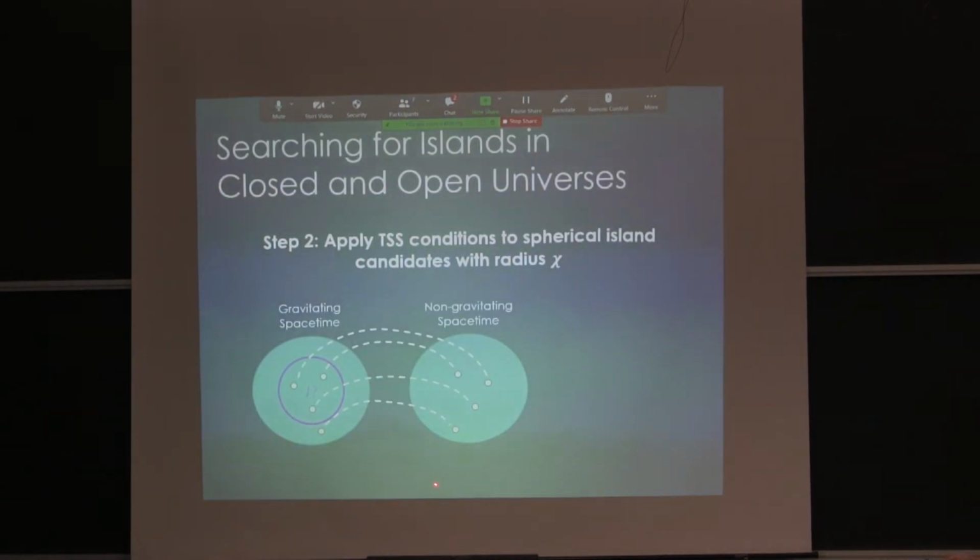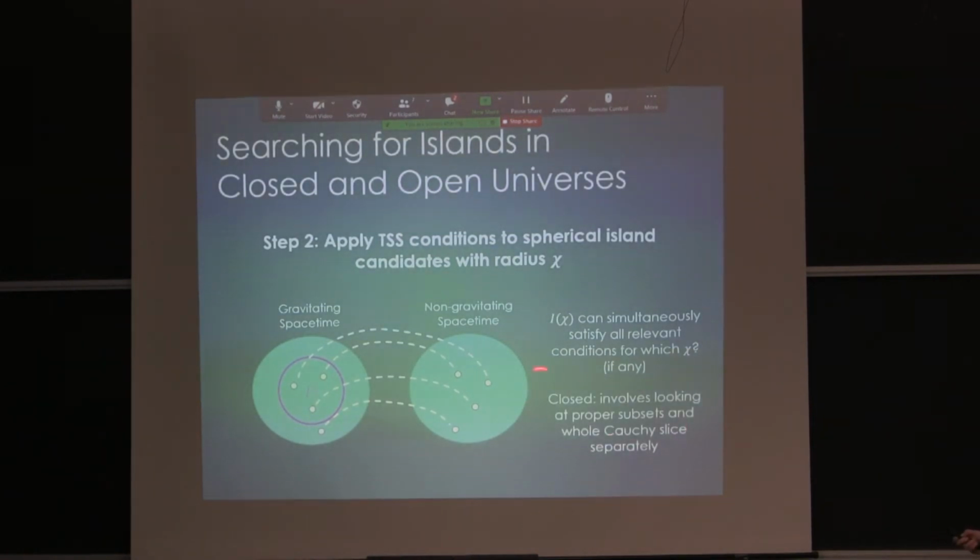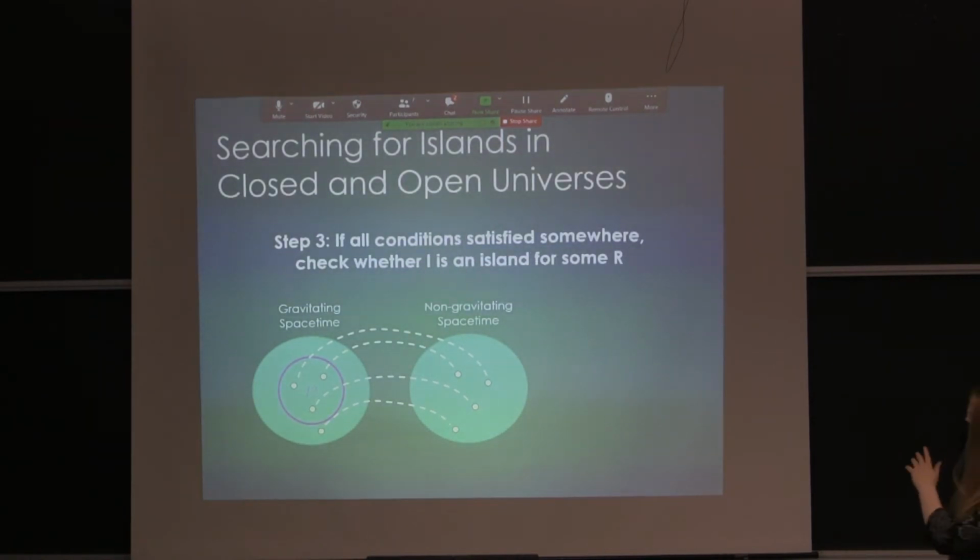So just put this picture up again. A spherically symmetric island candidate with radius chi, and then ask where all the conditions can be satisfied, if anywhere. And for the closed case, just a heads up, it will involve looking at proper subsets of the universe and the entire Cauchy slice as different cases. So we have that extra fourth condition. Then, once we've checked all the conditions, if we find some region where I does satisfy all of the conditions simultaneously, then we'll check to see if there is a region in the reference spacetime for which I is an island.